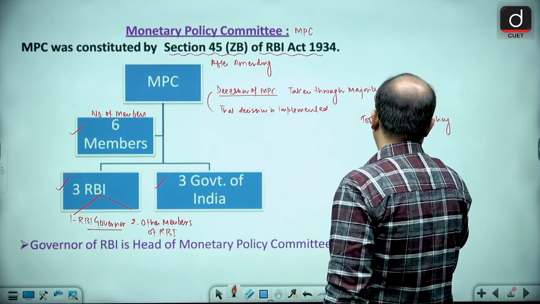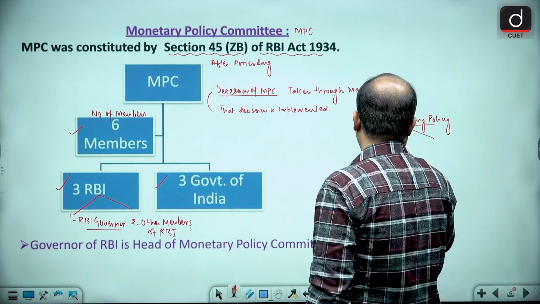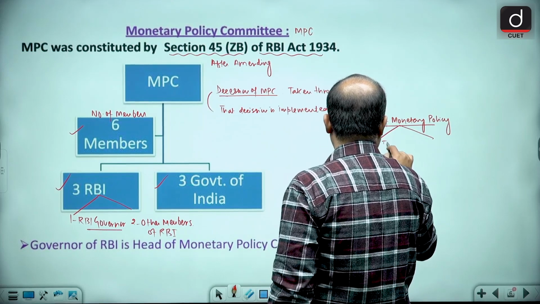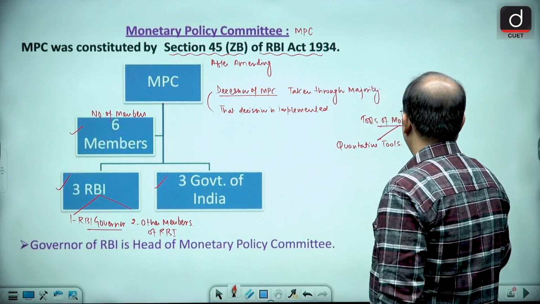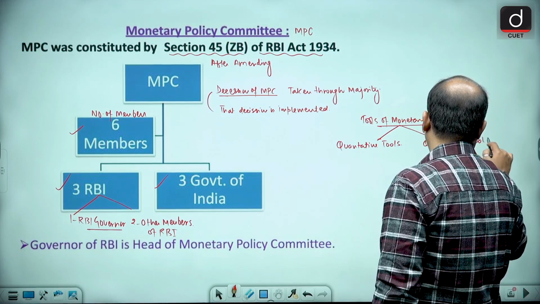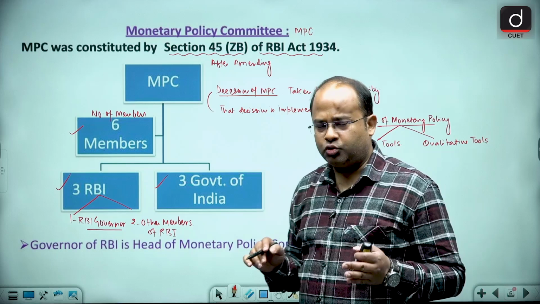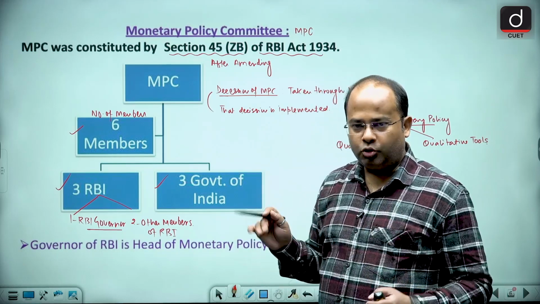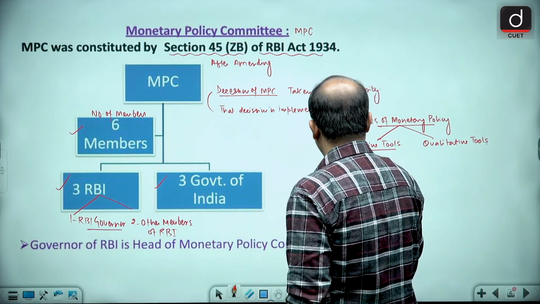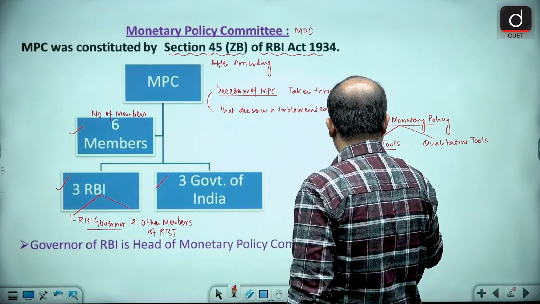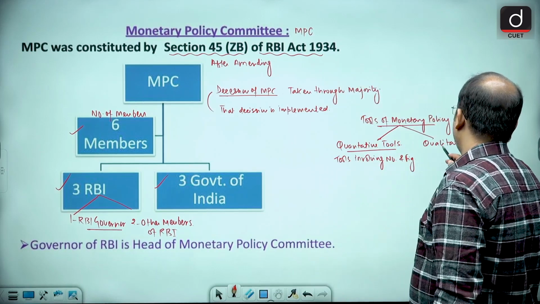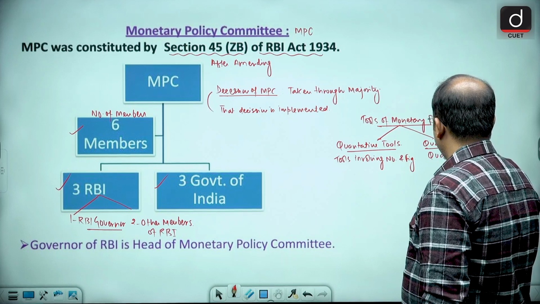Guys, generally there are two types of tools of monetary policy. One is quantitative tools, another is qualitative tools. Now guys, quantitative tools are those tools that involve numbers and figures. The tools that involve numbers and figures, this is called quantitative tools.